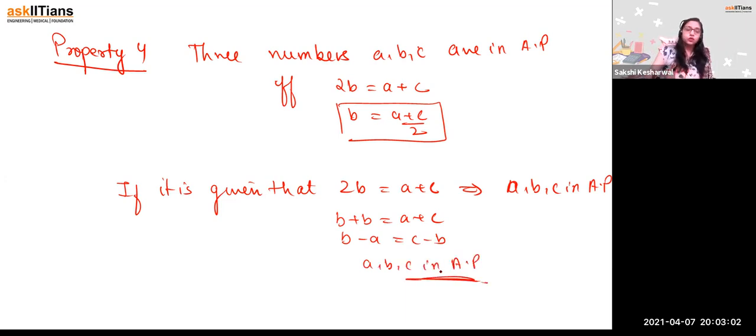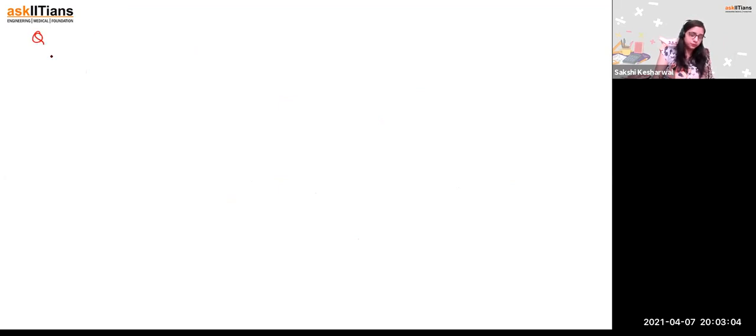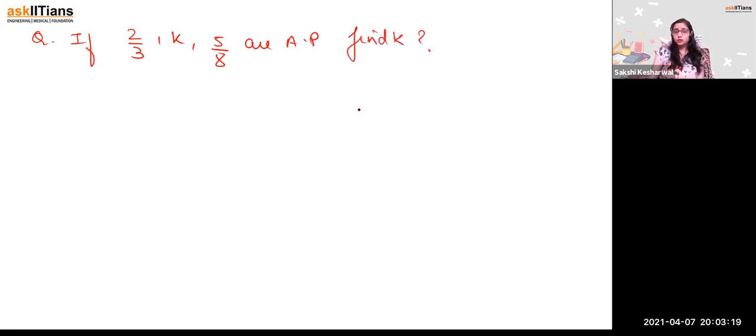Now, I'll give you one question on this. What does the question say? It says that if 2 by 3, K and 5 by 8 are in AP, find K. It's a very easy question. So how are you going to find K? If you have three numbers, this is A, this is B, this is C. Then we know that 2B is equals to A plus C. So 2K is equals to 2 by 3 plus 5 by 8. Now take the LCM and get the answer.